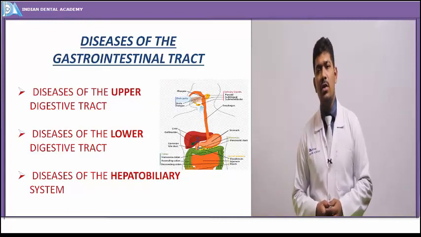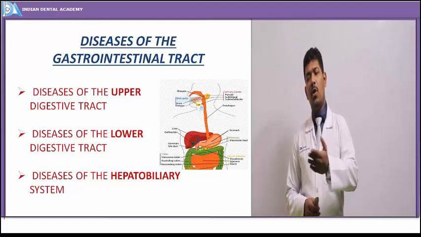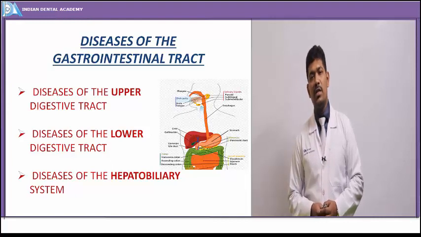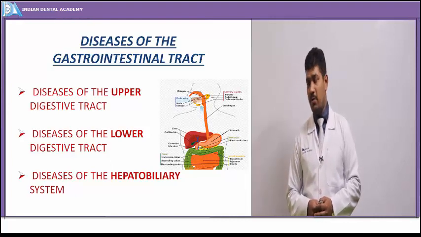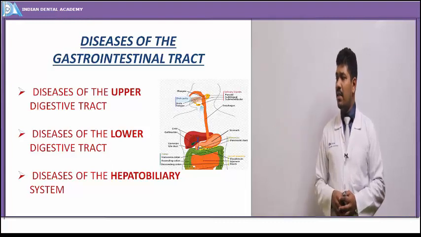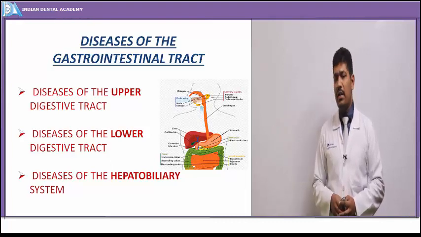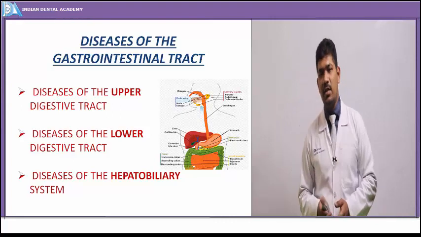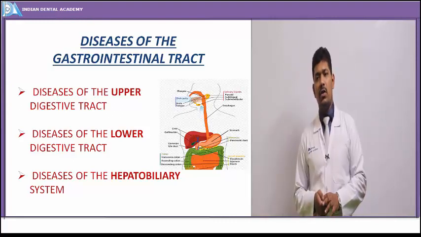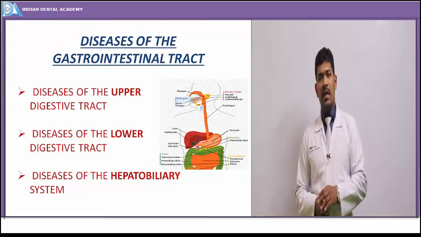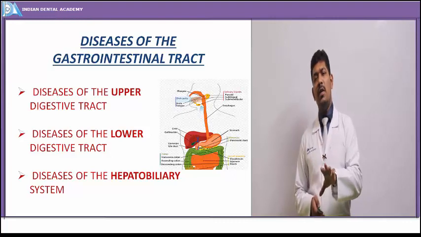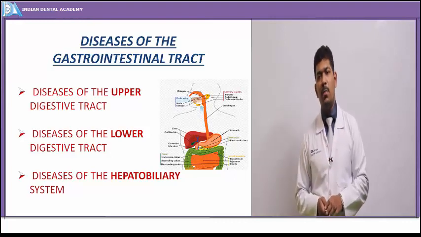The most common disorders which affect the GIT system can be broadly classified into three parts depending upon the location wherein this particular disease is found. Based upon the upper digestive tract, the lower digestive tract, and the diseases which affect the hepatobiliary system. Now we'll be combining all these particular disorders of the various tracts, and we're talking about the most commonly encountered disorders in the general population.